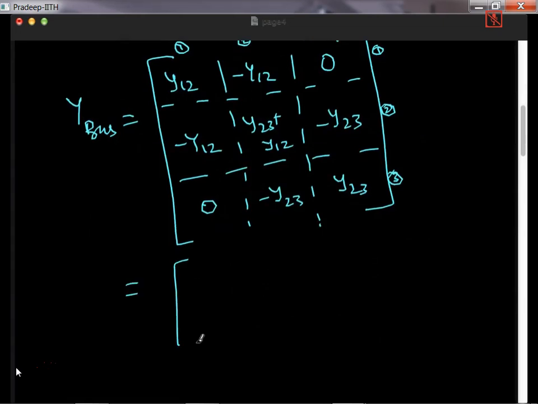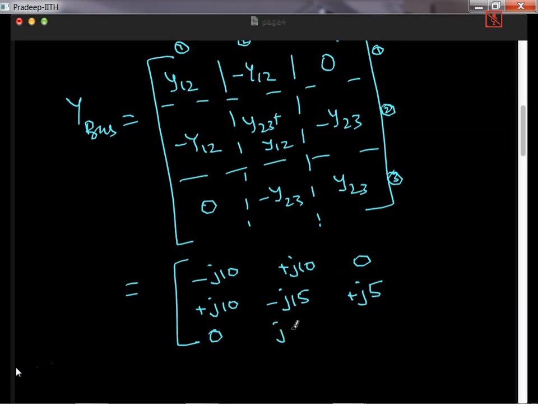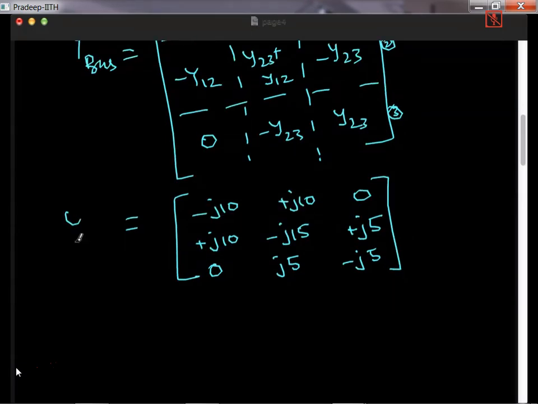So this is nothing but, so y12 is minus j10, minus y12 is plus j10, 0. And what about this one? Minus y12 is plus j10, and this one is y23 is minus j15 and plus j5, then 0, and y23 is j5, and finally this one is minus j5. This is your y bus.